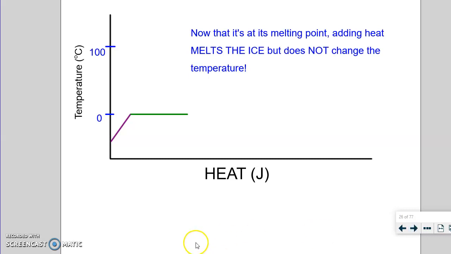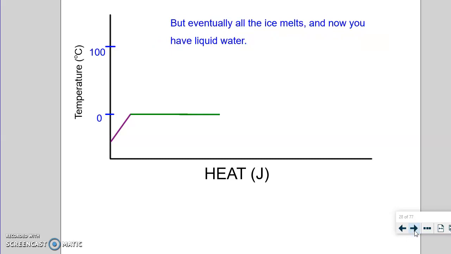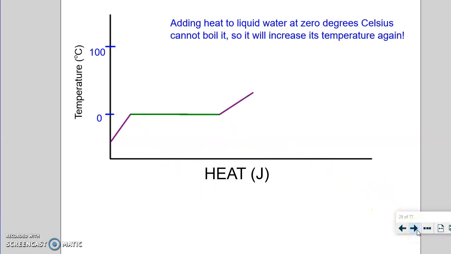So we're going to continue to add heat, represented by the horizontal green line. So we're continuing to add heat, but the temperature is not going up. And this is going to continue until all of the ice is melted. So now at some point we've added enough heat that all of that ice has become melted water, and when you add heat to melted water, it's going to increase its temperature again. So as we add heat to the melted water, it's going to climb the temperature scale again.